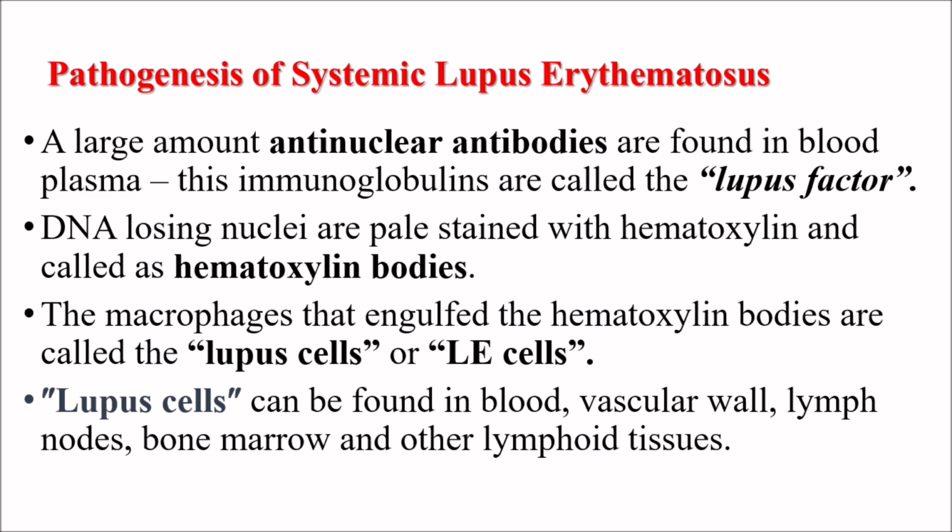Pathogenesis of lupus erythematosus. A large amount of antinuclear antibodies are found in blood plasma. These immunoglobulins are called the lupus factor. DNA-losing nuclei are pale stained with hematoxylin and eosin staining, and with the hematoxylin they are called hematoxylin bodies. And the next term is lupus cells, or LE cells. These are the macrophages that engulf the hematoxylin bodies. And lupus cells can be found in blood, the vascular wall, lymph nodes, bone marrow, and other lymphoid tissues.